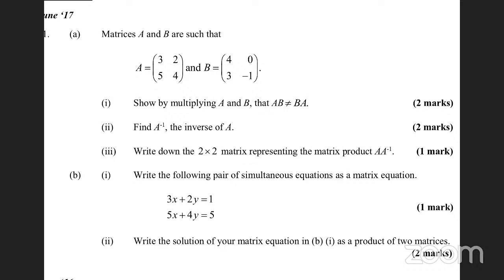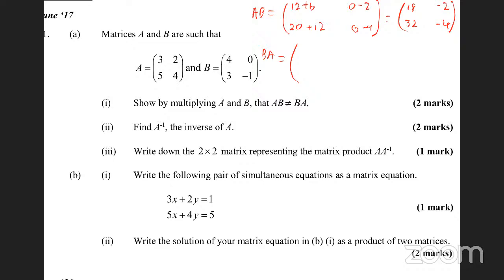All right, let's see how this went. Show by multiplying that AB is not equal to BA. So the first thing I'll do is find AB. 3 by 4, that's 12, 12 plus 6. Then 3 by 0, 2 by minus. 5 by 4, that's 20. 4 by 3, that's 12. Then you'll get 0 minus 4. So I have 18, minus 2, 32, minus 4. You're going to have AB.